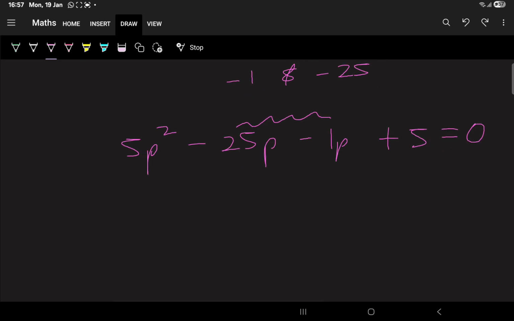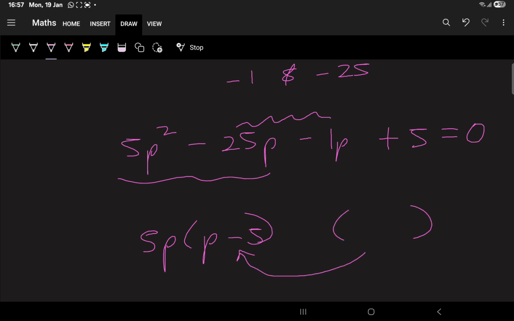Now factorizing this side, we can factorize 5p, for 5 and p are common factors on this side. So 5p, open bracket, 5p minus 5. Here also, remember, I want to make sure that whatever is in here is the same as whatever is in this bracket.